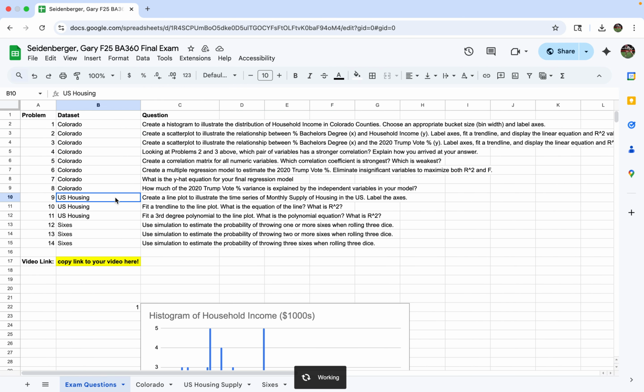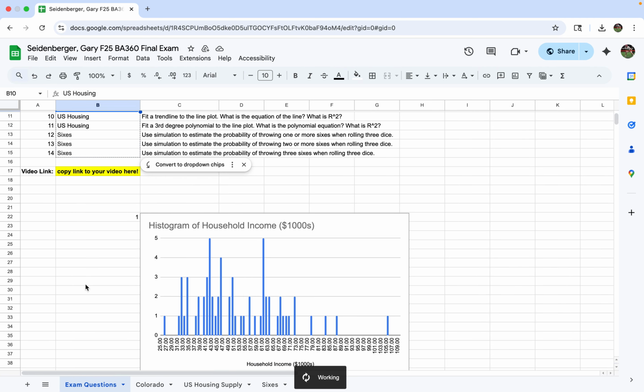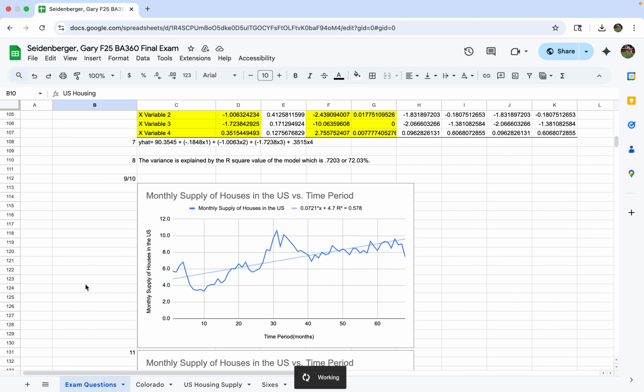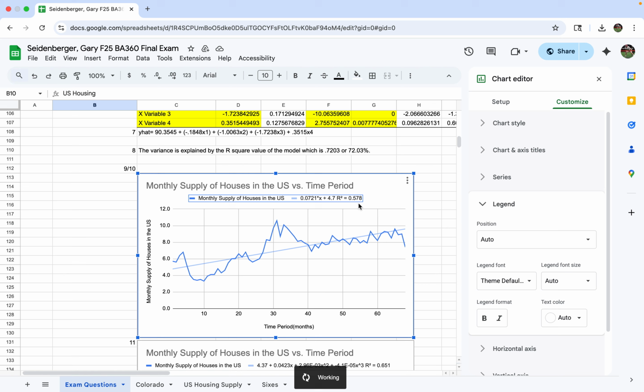For 9 and 10, I created a line plot to illustrate the time series of monthly supply of housing in the United States. Made sure to label the axes. And then I combined questions 9 and 10 into this graph right here because I used a trend line to show the equation, put the equation right here, and then the r-square value, which is 0.578.